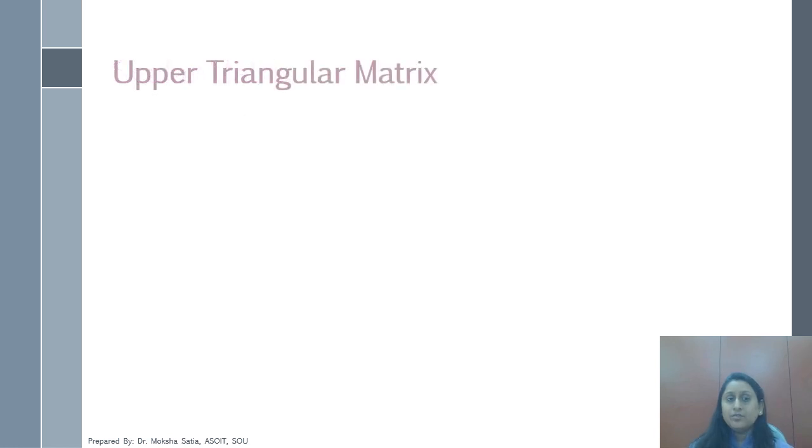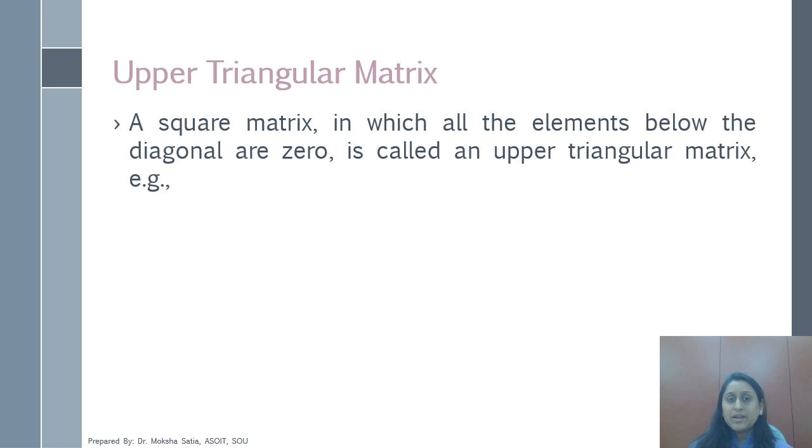Next is an upper triangular matrix. A square matrix in which all elements below the diagonal are 0 is called an upper triangular matrix. Means we need to take the diagonal, and if we have zeros below the diagonal, it is called an upper triangular matrix. For example, you can see 1 3 2, 0 4 minus 5 and 0 0 8. Here the diagonal entries are 1, 4, 8 and below that each and every element is 0.